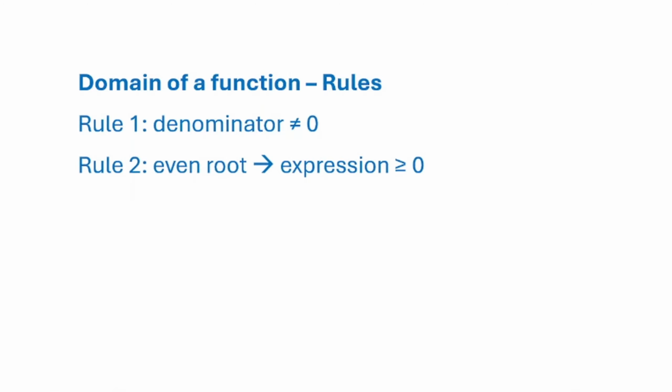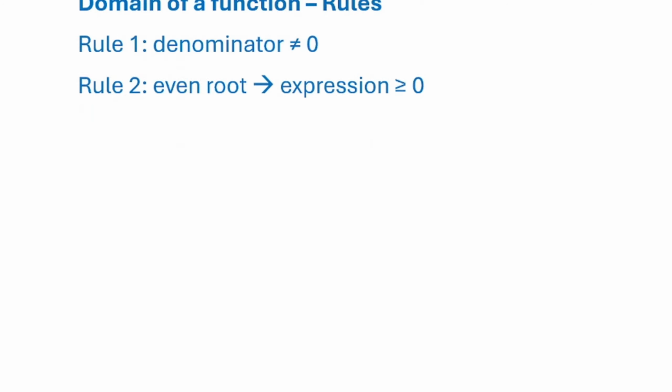Rule number 1. If x appears in a denominator, the denominator must be different from 0. This is because division by 0 is undefined, so those values must be excluded from the domain. Rule number 2. If x appears inside a root with an even index, the expression under the root must be greater than or equal to 0. This is because an even root of a negative number is not a real number. And remember, if the root has an odd index, for example a cube root, then there is no restriction. So this second rule only applies to roots with an even index.